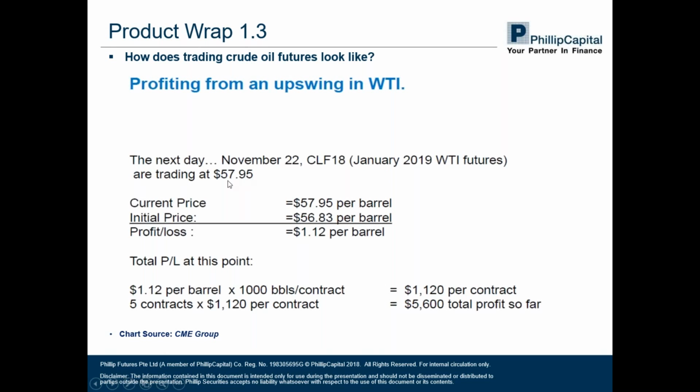And the next day, assuming that the oil prices move up in your favor at 57.95, you take your current price and you subtract your initial price. And this is the profit of 1.12 per barrel. So your profit and loss at this point is 1.12 times 1,000 barrels, which is 1 contract, as we shared earlier on, and 5 contracts times your initial profit. So this reflects your total profit.